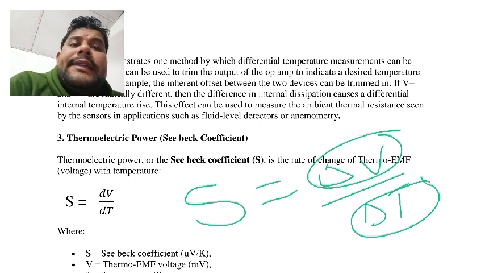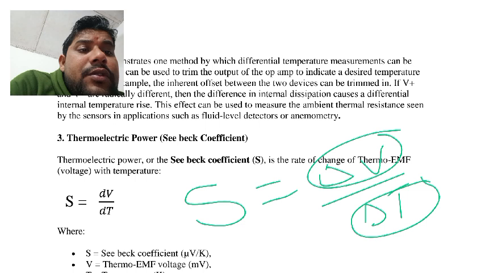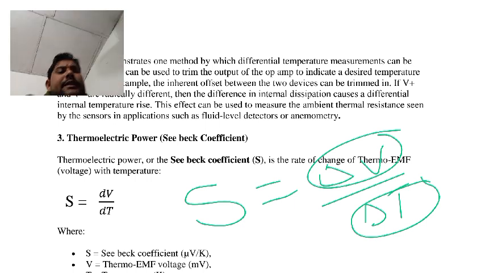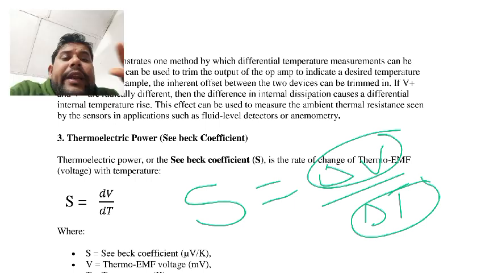Seebeck coefficient is nothing but sensitivity. It is the rate of change of thermo EMF voltage with respect to temperature. So this is the change in output by the change in input. Change in output is nothing but the change in voltage, and change in input is nothing but temperature. That's why it is a sensitivity.